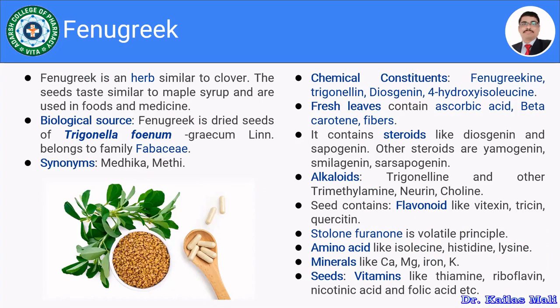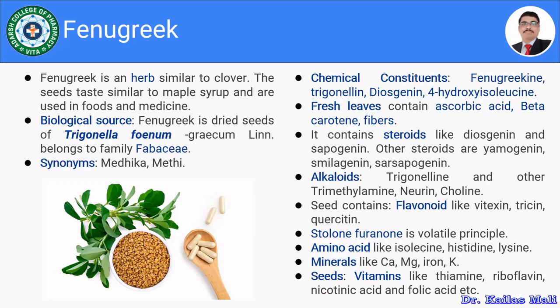If we consider the fresh leaves of the fenugreek or methi, they contain ascorbic acid, beta carotene, and fibers. You know that ascorbic acid is an antioxidant. Then beta carotene also has some health benefits. Along with it, it comprises the fibers.